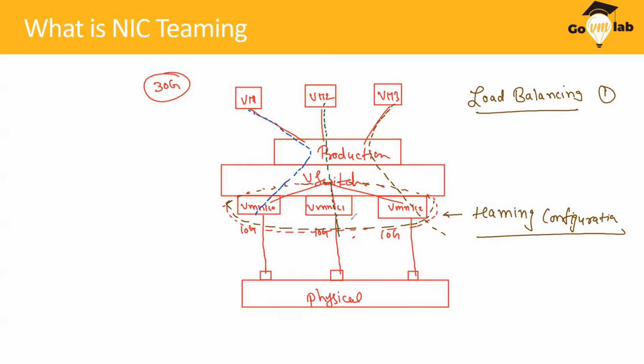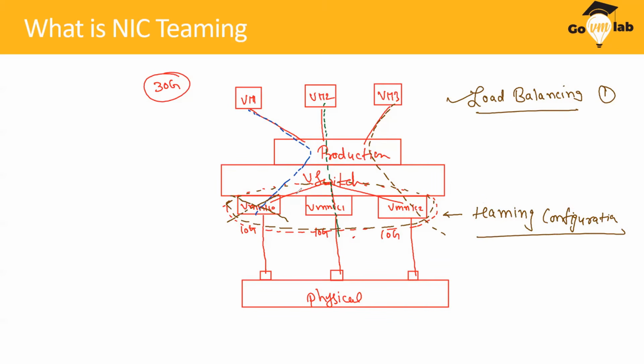And what is the benefit we get with this kind of configuration? One is load balancing, load distribution, and second is high availability, failover, right? So let's say if this adapter goes down, will there be an impact on my traffic? At least my traffic is not going down, right?